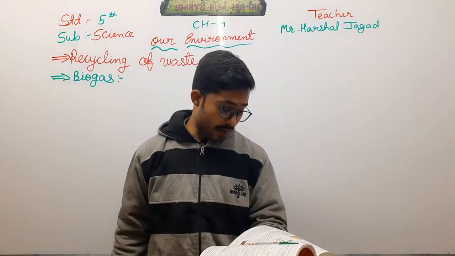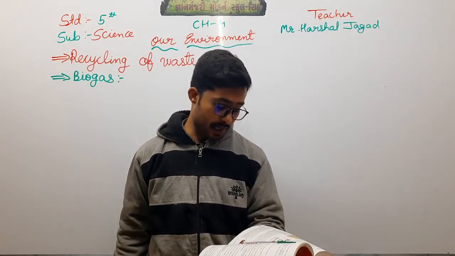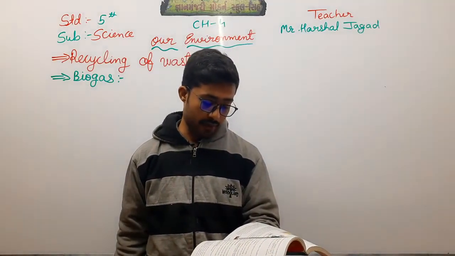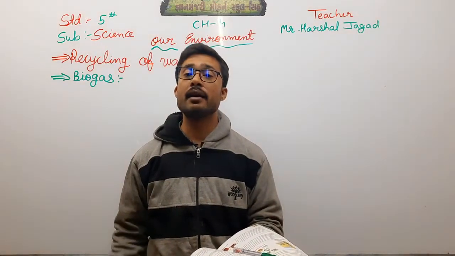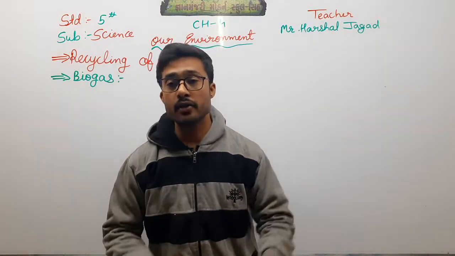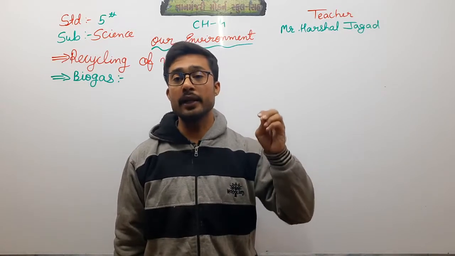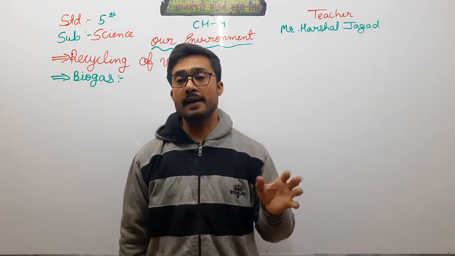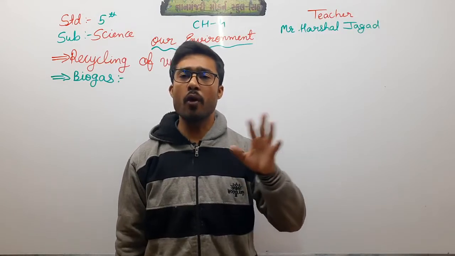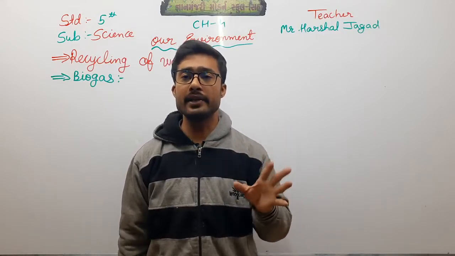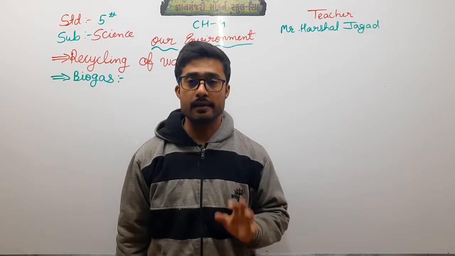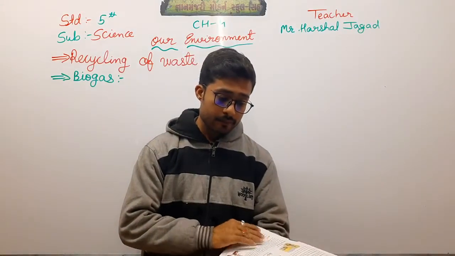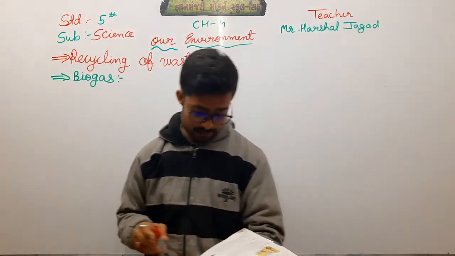So biogas or gobar gas plants are now being set up all over India to make better use of organic waste such as animal dung. To use animal dung properly, these biogas and gobar gas plants are there all over India in many of the villages and rural areas. Okay, then here there are some of the uses.